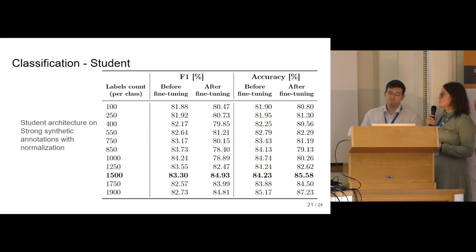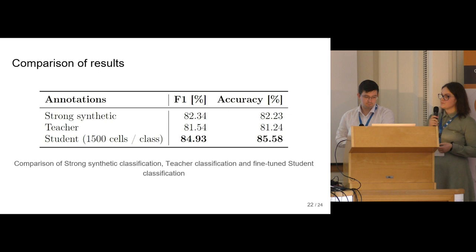In this table, we see the student evaluation after teacher training and also after fine-tuning, where we can also see how many cells were used in the fine-tuning. As presented in the table, the results indicate that fine-tuning the preliminary pre-trained RCCNet model can lead to improvement. Specifically, you can see that using 1,500 cells led to a higher F1 score and also accuracy.